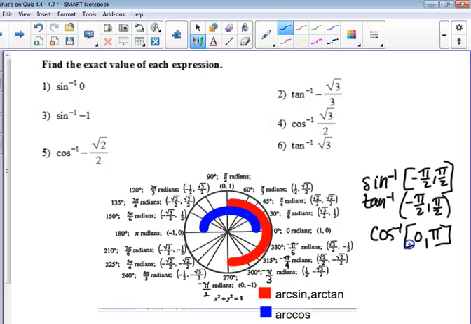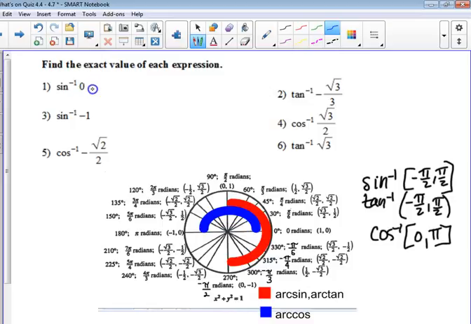Eventually, you're not going to have the colored unit circle, but you will have this written on the reference sheet at the end of the semester, okay? So you'll just have to know how to find them, but it will tell you so that you remember to look in which quadrants. All right.